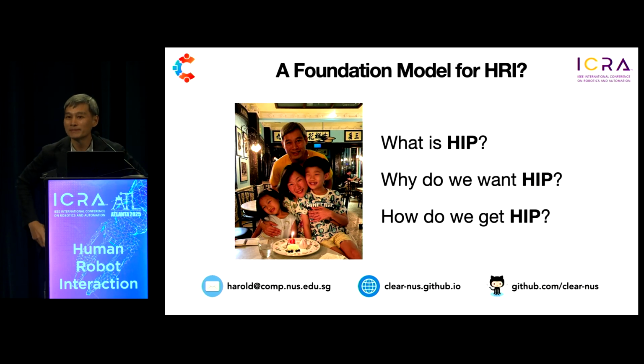So how do we get HIP? Well, HIP is fundamentally a machine learning model. So how do you train a machine learning model? There are three basic ingredients: data, model, loss, right? This is from any Machine Learning 101 intro class. So let's walk through our data, our model, and our loss.